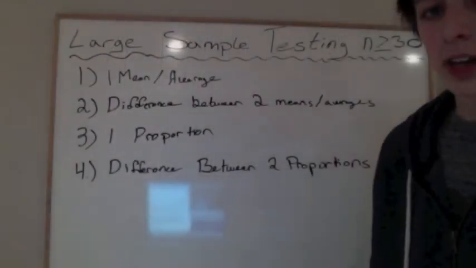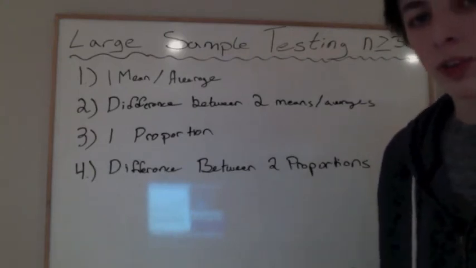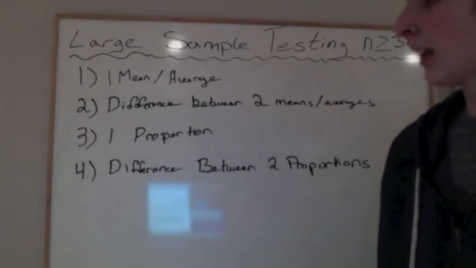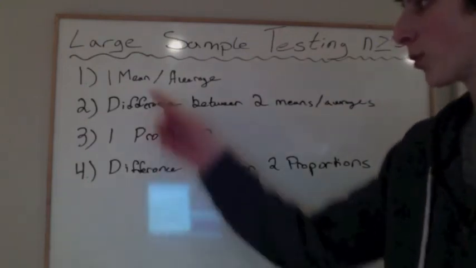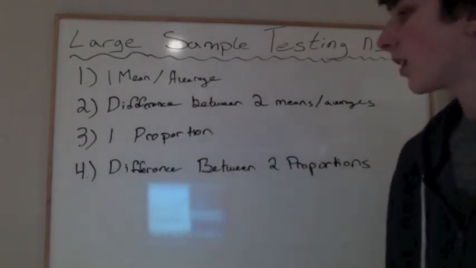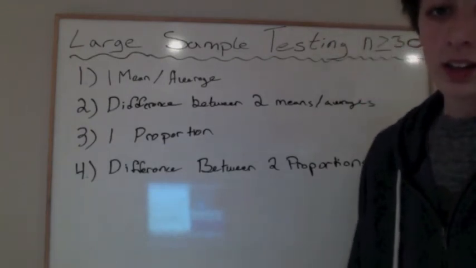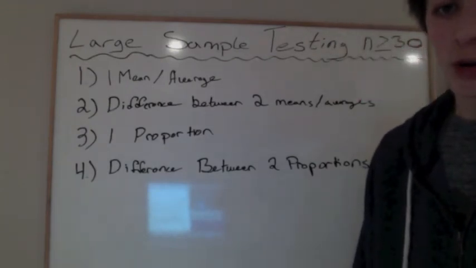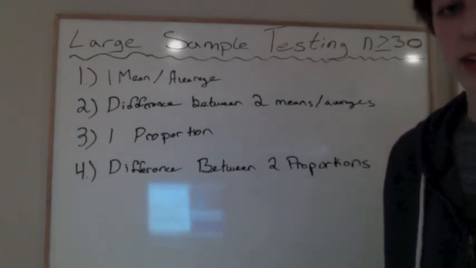Now on to an example of a large sample question, when n is greater than or equal to 30. Unlike small sample testing questions, there are 4 options. The first being 1 mean or average, difference between 2 means or averages, 1 proportion, or difference between 2 proportions. After you choose which of the 4 question types it is, you want to choose if this is a hypothesis testing or a confidence interval.